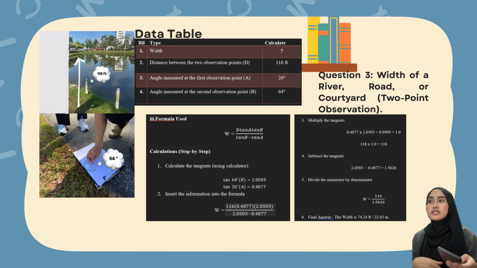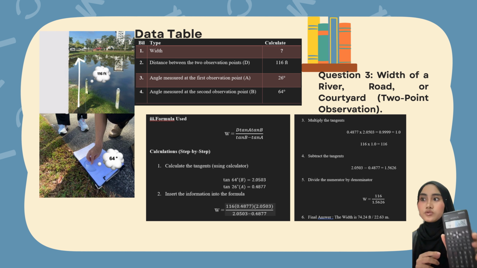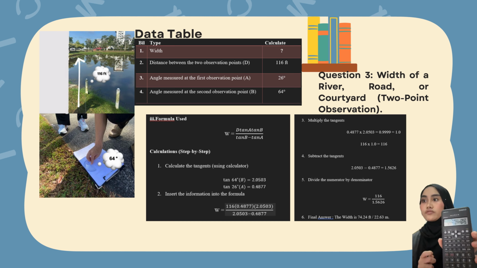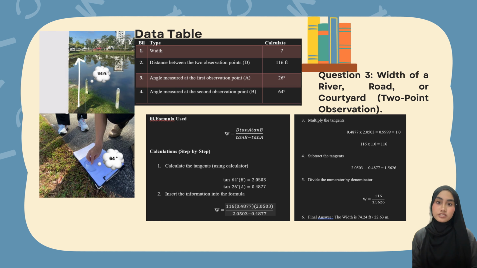So for the calculation, step number 1 is to calculate the tangent using the calculator. All you need to do is tan bracket 64 equals, and then you will get the tangent for point B, which is 2.0503. Next one is the tangent for point A. Just put tan bracket 26. So we get 0.4877. Then insert the information into the formula.